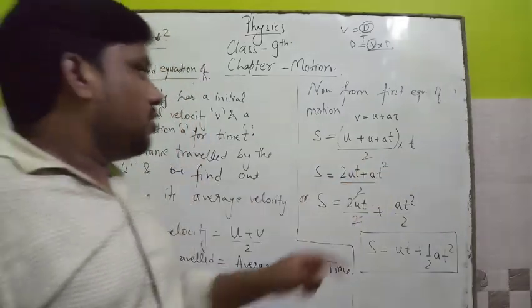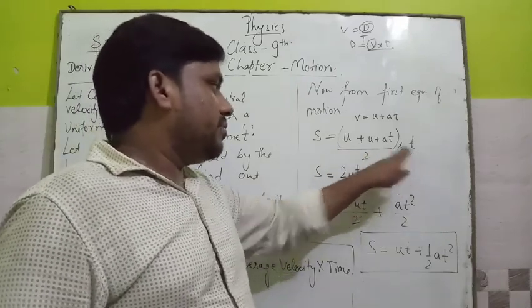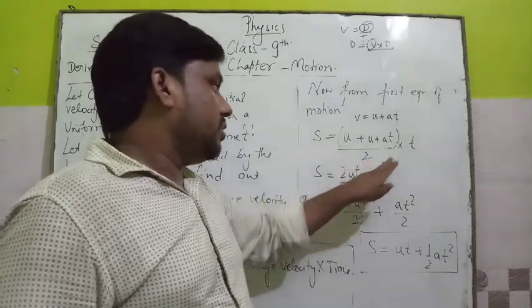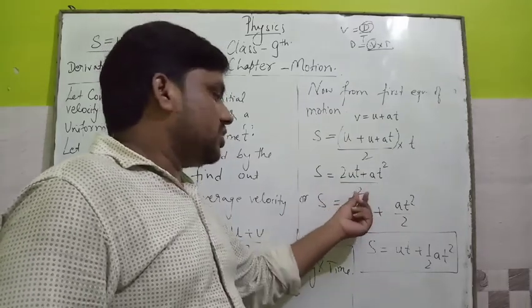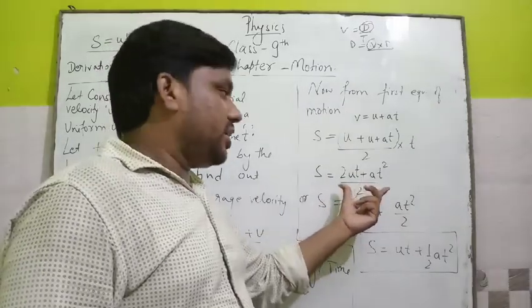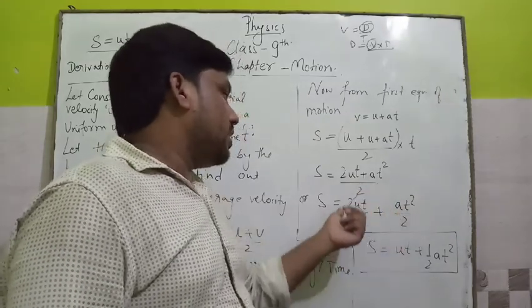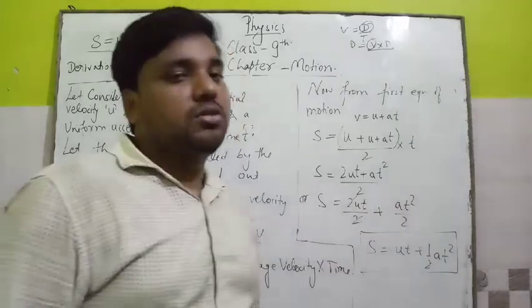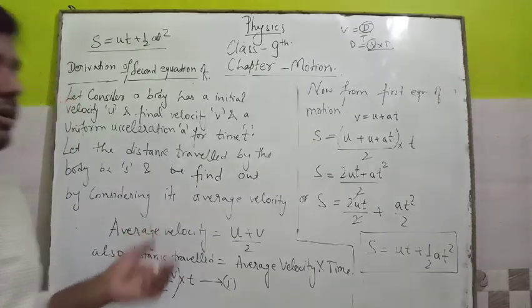Clear? Now u plus u is 2u, and at, multiplied by t: 2u into t is 2ut, and at multiplied by t is at square. Now this is divided by 2. We can separate here: 2ut divided by 2 and at square divided by 2. The 2 cancels, so s is equal to ut plus half at square. This is your equation. Clear? Understood all of you? Okay. Note it.